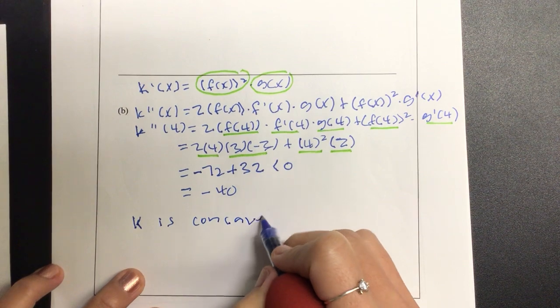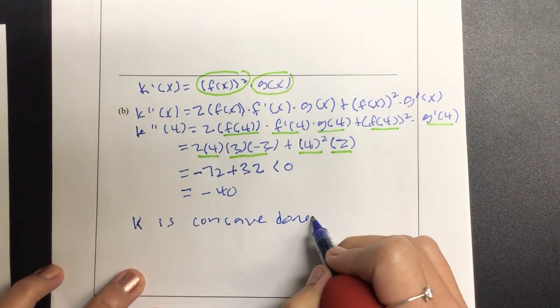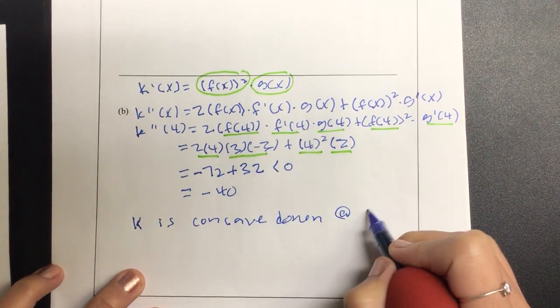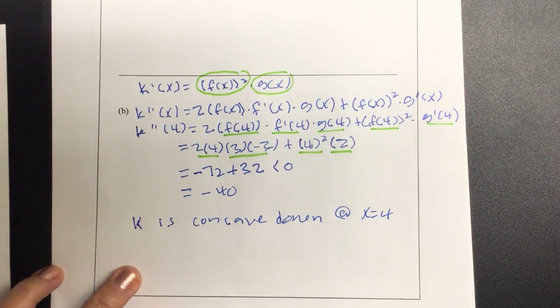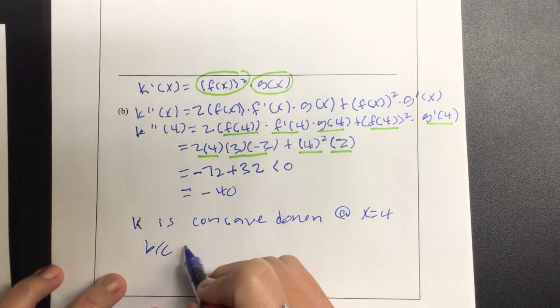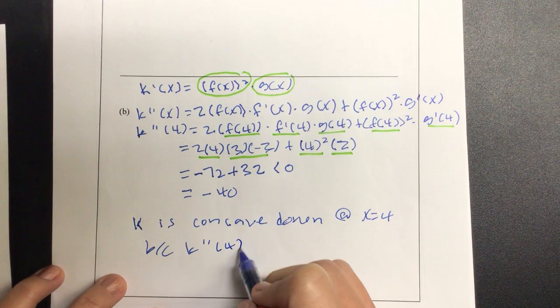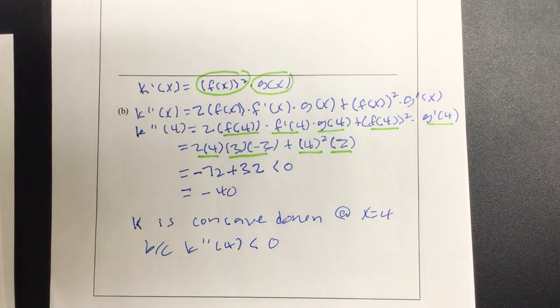Because the double prime is what? Very good. Concave down at x equals 4. Write more than you need. Because K double prime of 4 is less than 0. If you want to say it is negative, that's okay. If you want to say it is negative 40, that is also okay.